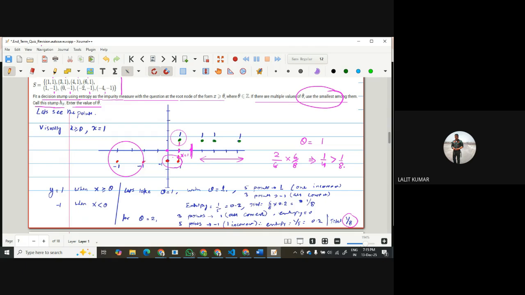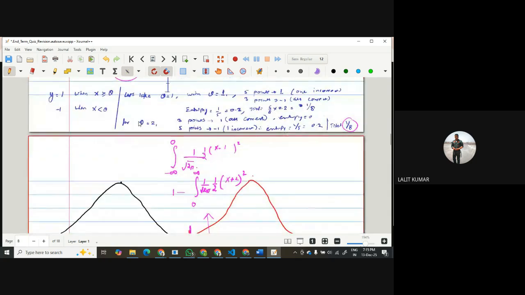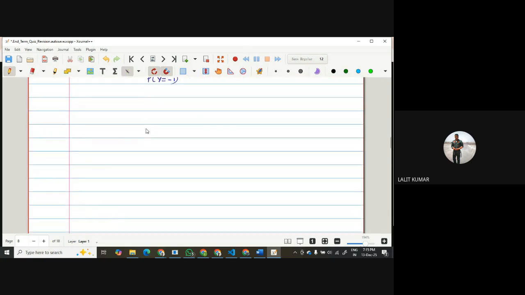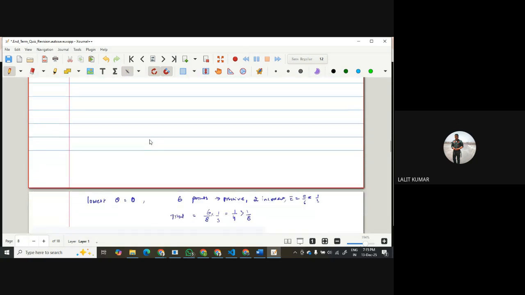So we tried theta is equal to 0, 1, 2. We found they are giving similar results, and we have to select the smallest theta. We have selected theta is equal to 1. Is this okay with everyone? Okay, let's go to the next question.